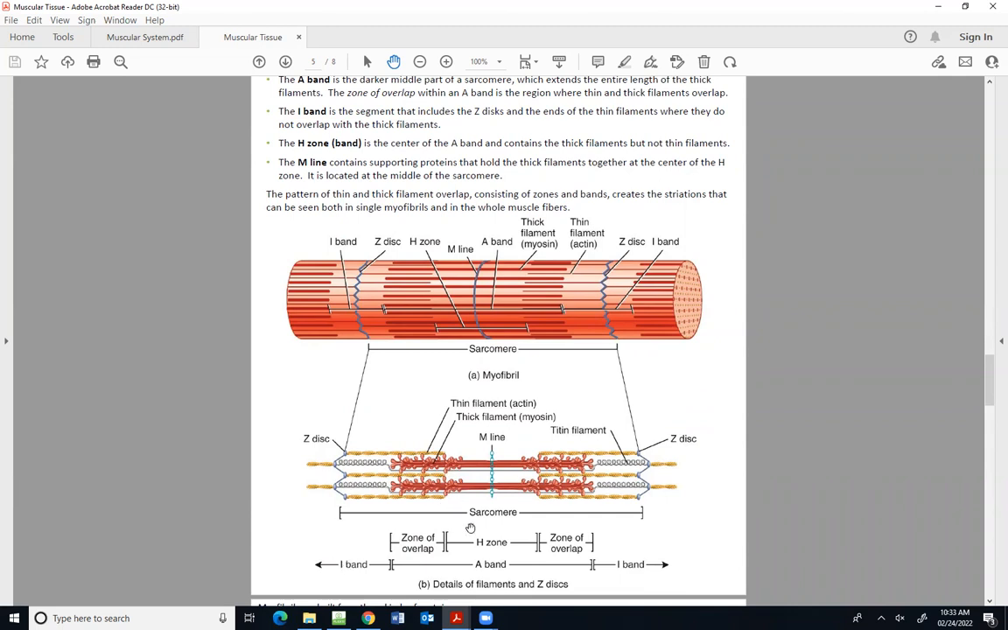So it actually goes light, dark, light, dark, light, dark, which is nice because I is in the word light, and A is in the word dark. That's an easy way to remember it.